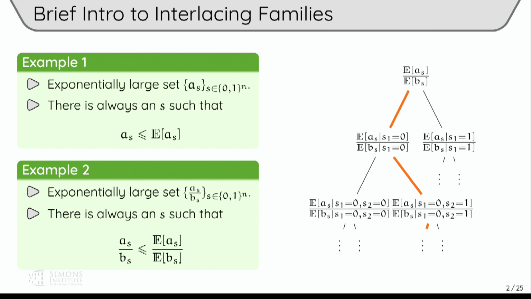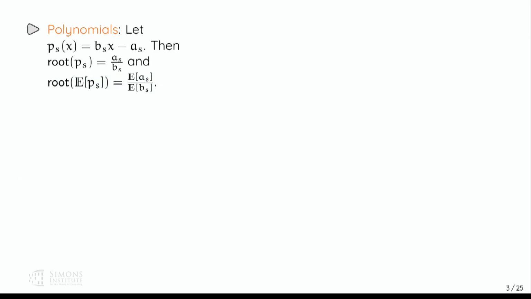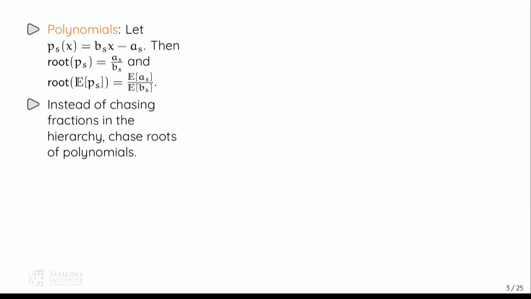The method of interlacing families, so you can see all of these as an instance of the method of interlacing families. If to each of the elements in your collection, you associate a degree 1 polynomial, bx minus a, then this polynomial has root exactly a over b, right? And basically, instead of computing these fractions and chasing them down the tree, you can look at these fractions as roots of polynomials and then chase the roots down the tree.